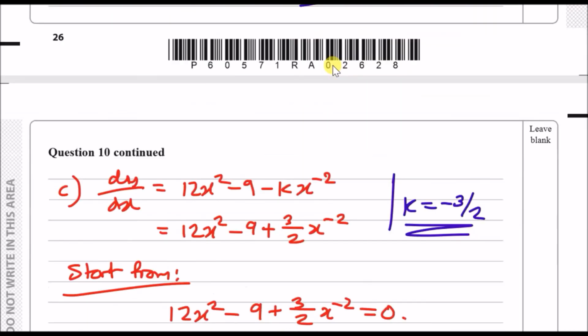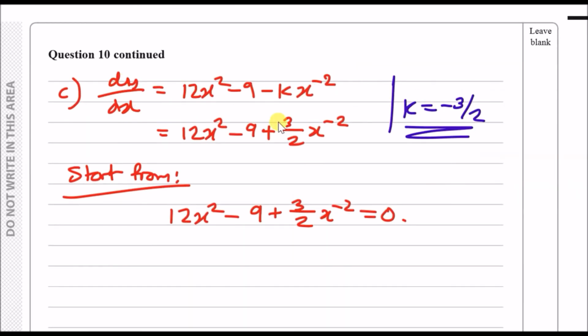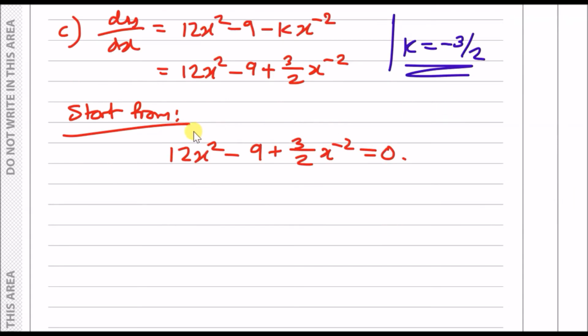So guys, I've already gone ahead and copied out the dy dx equation here, and I've replaced the k with minus 3 over 2, so it looks a bit like that. And because we're going to start from here and set it to 0, this is where we're going to try and solve. So to solve an equation like this, it's probably better we get rid of any negative powers, yeah? So I would probably times everything by x squared, so this part cancels out, yeah? If you do that, we're actually going to get 12x to the power of 4, and then minus 9x squared, and now we're just left with 3 over 2, and this is equal to 0.